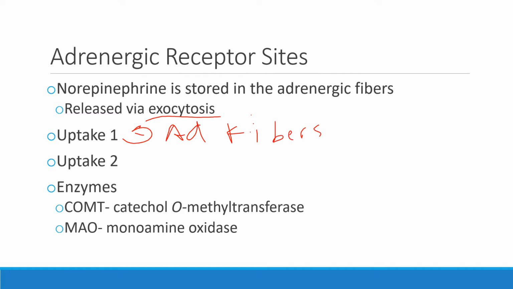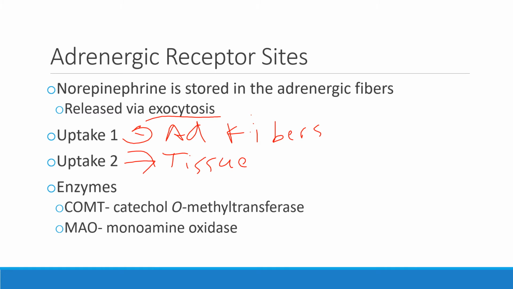And then uptake 2, which means we're going into the tissue site. So we're going to the tissue itself. Right? So uptake 1 is returned to the adrenergic fiber. So it's going to reabsorb it, and then the other one's actually going to go into the tissue, the place where it's supposed to go.